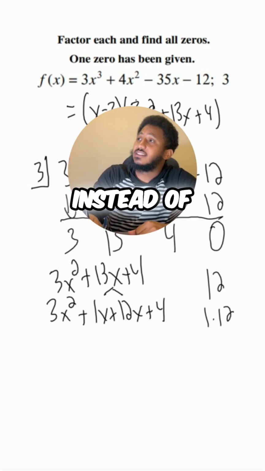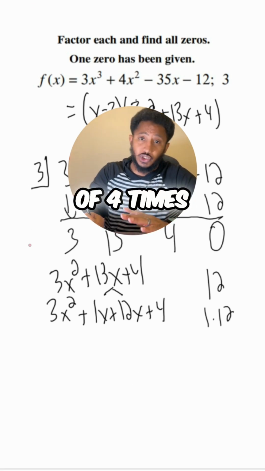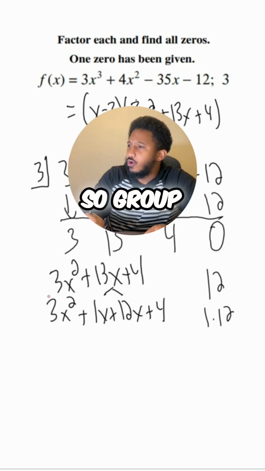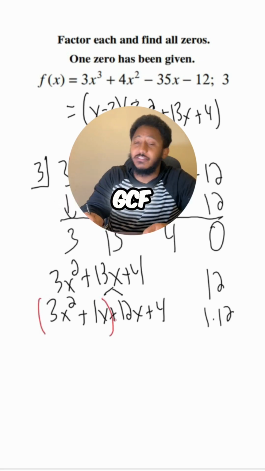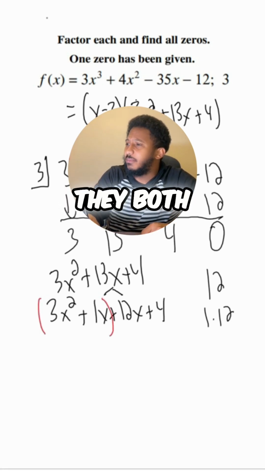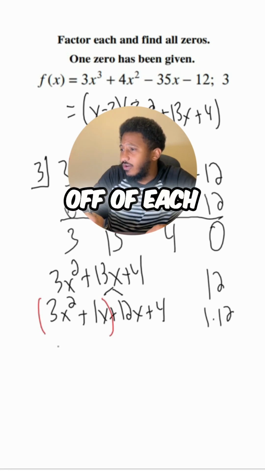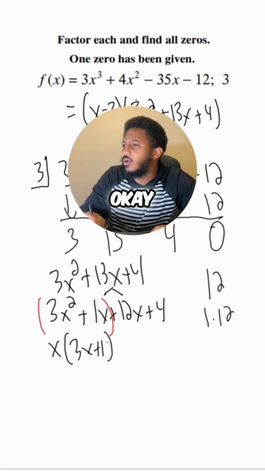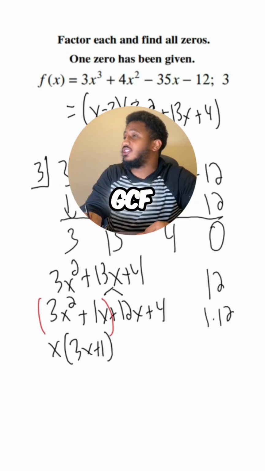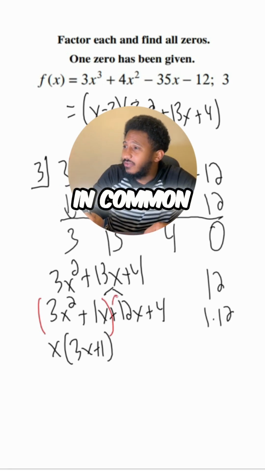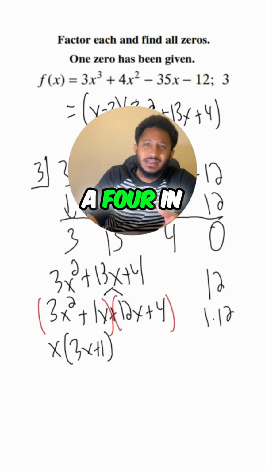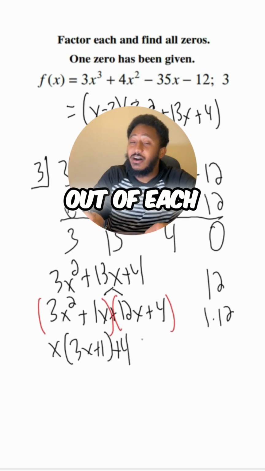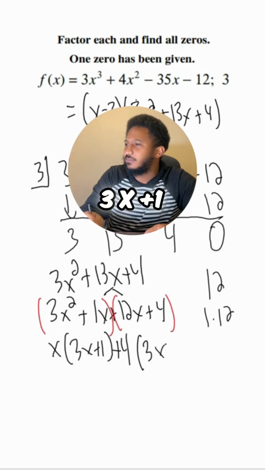And now, instead of 3 terms, we have 4 terms. To factor 4 terms, we use grouping. So group these first two. What's their GCF? What do they have in common? They both have an x in common, so we'll take an x off of each. If I take an x out of each, what's left? 3x plus 1. Now group these next two. What's their GCF? They have a 4 in common, so I take a plus 4 out of each. What's left? 3x plus 1.